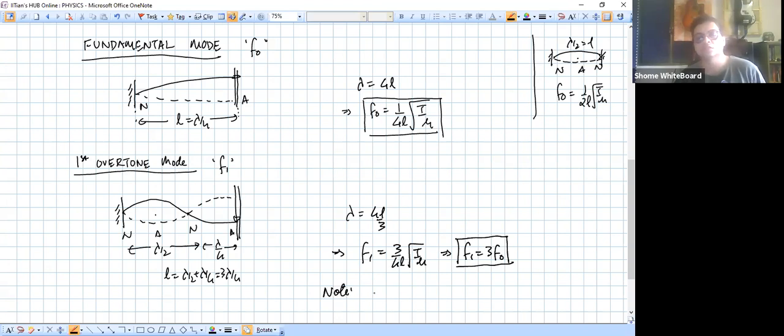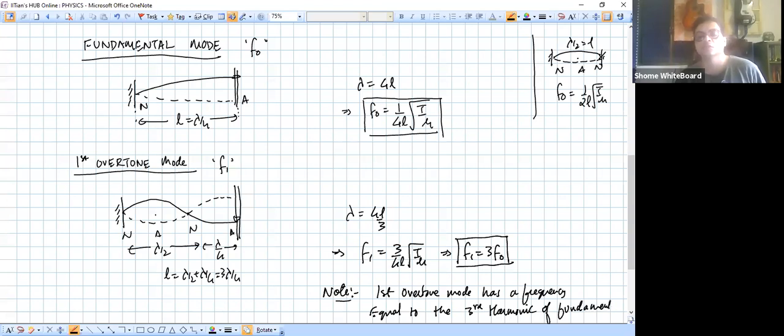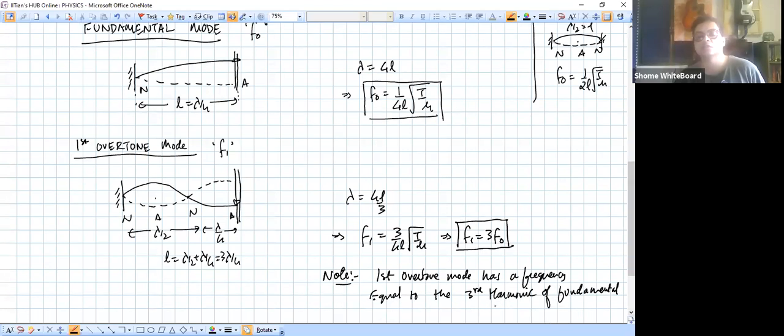So in this case, the first overtone mode has a frequency equal to the third multiple. So that is called the third harmonic of the fundamental. Okay. And in this case, the second harmonic therefore does not exist in the standing wave pattern. You cannot create a second harmonic in this situation.